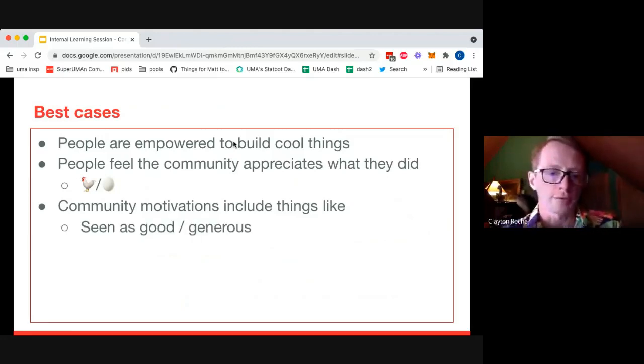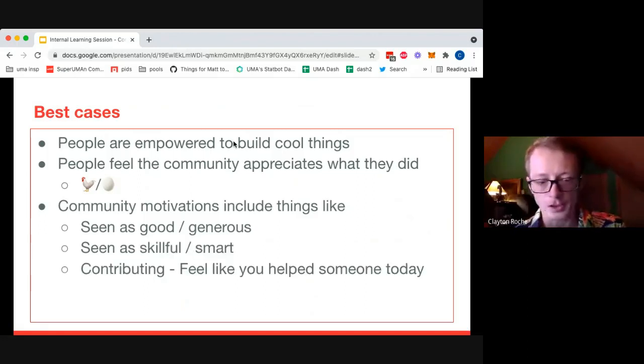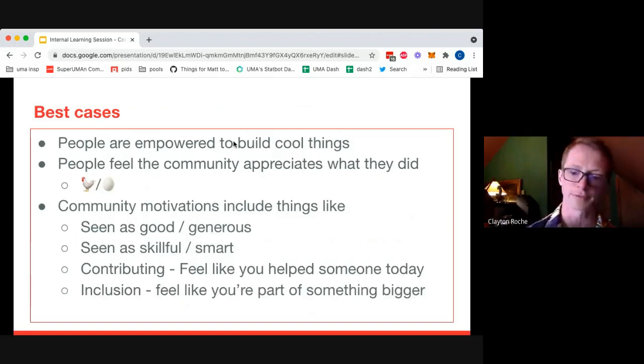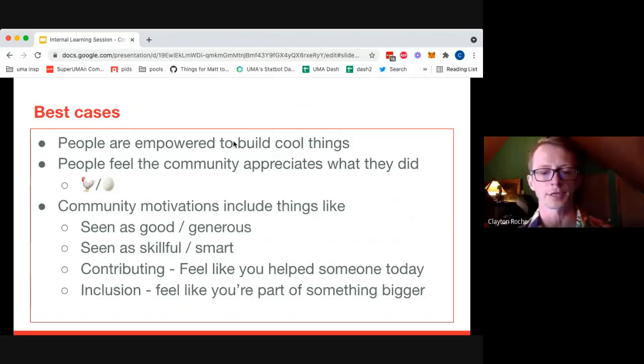Community motivations include things like being seen as good or generous, being seen as skillful or smart, and contributing, feeling like you helped someone today. So these are all things that I think we would more strongly identify as intrinsic types of motivations. But regardless, those are the things that flow out of people and their human desire to be lovely. And then, of course, inclusion, feeling like you're part of something bigger than just yourself.